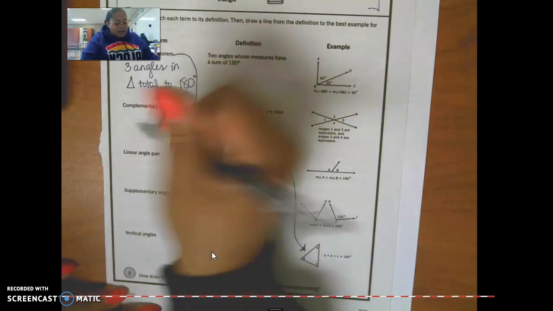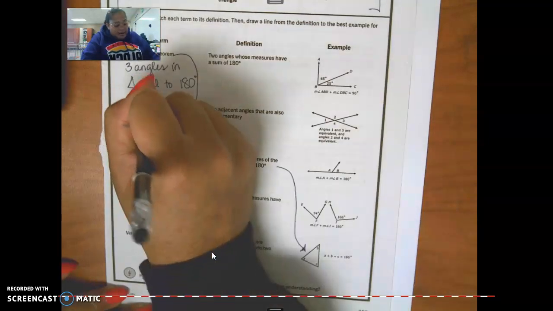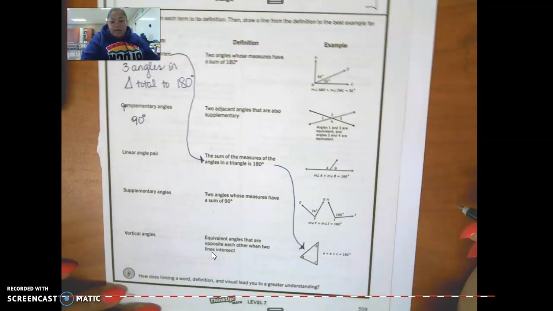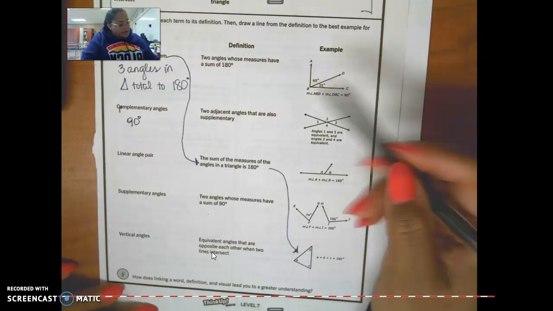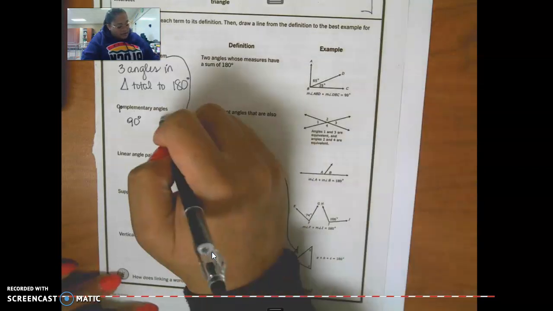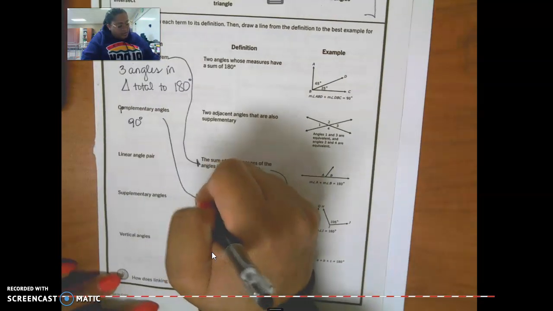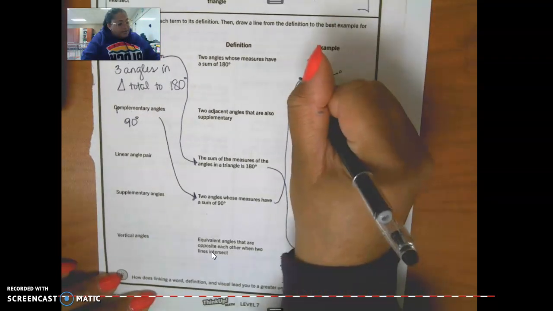Complementary angles, I like to draw a little 9 here, and I see 90. That means there are 2 or more angles that add up to 90 degrees. So that's over here, and then that's going to go down here. Complementary, boom. And then this goes up here.